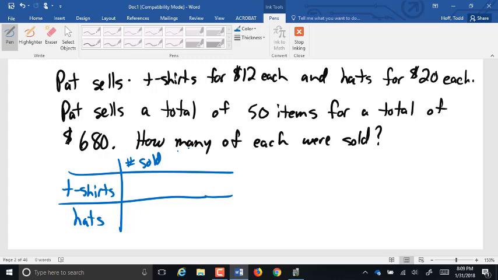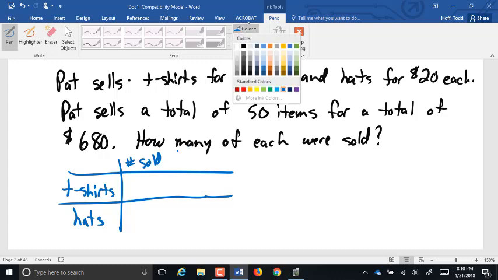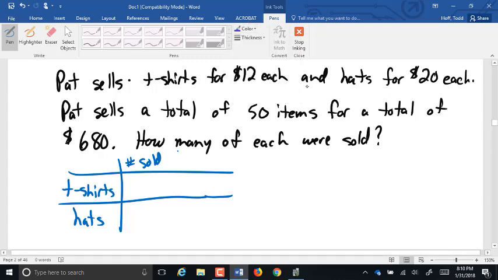The tricky part here is that a total of 50 items does not imply that either one of them has to be known first, does it? All the other ones we've done, it says A is 3 times B, so we have to know B first. Or A is 7 more than B, so we had to know B first. Here, it doesn't matter which one we know first. So somebody pick one, t-shirts or hats? T-shirts, so t-shirts gets to be X.